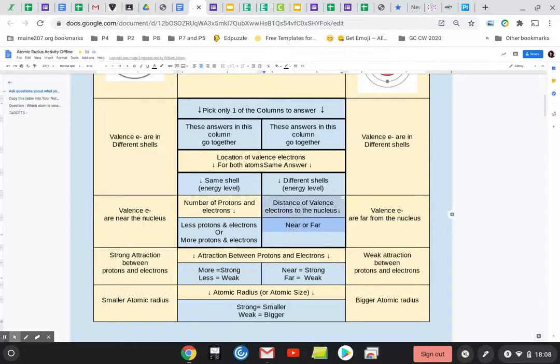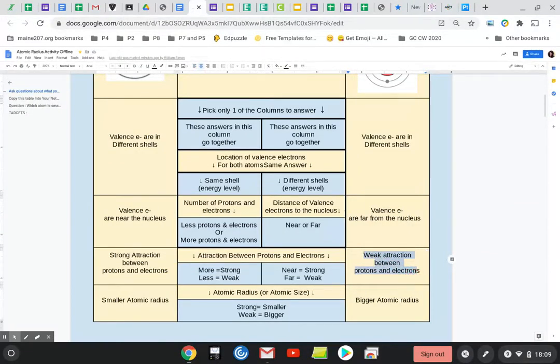We know that if the valence electrons are near the nucleus, there'll be a strong attraction. Far away, there'll be a weak attraction. And how do we know that? We learned from the simulations in the edge elastic about the relationship between the distance of the valence electrons from the protons in the nucleus and the strength of attraction. Since for hydrogen the valence electrons are near the nucleus, that makes a strong attraction between the protons and electrons. Whereas for lithium, the valence electrons are further from the nucleus, so they will have a weak attraction between the protons and electrons.